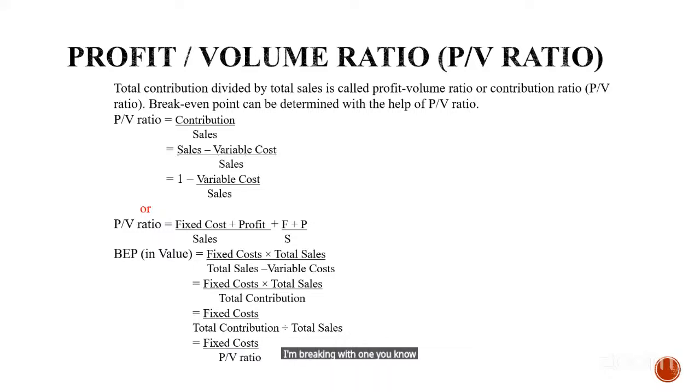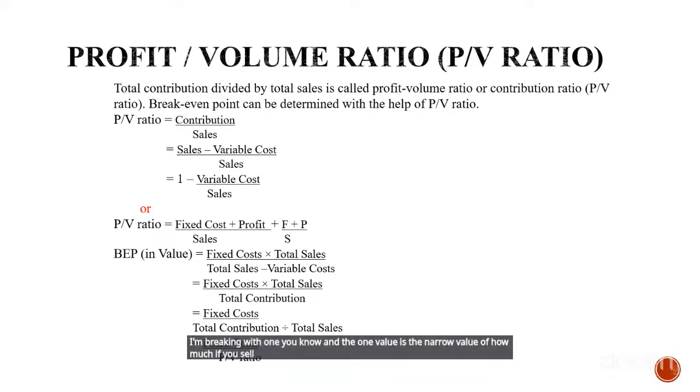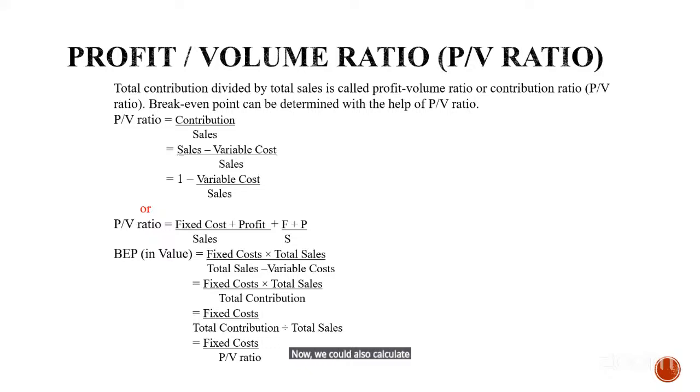The one in value is the naira value of how much you sell and how much you incur as a cost will be equal. That is what we call the break-even point in value. Then the unit means the quantity that when you produce, you neither make profit nor make a loss. Now, we can also calculate our break-even points using the PV ratios.